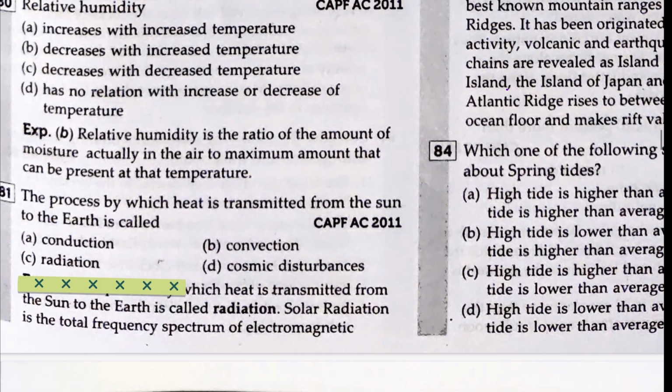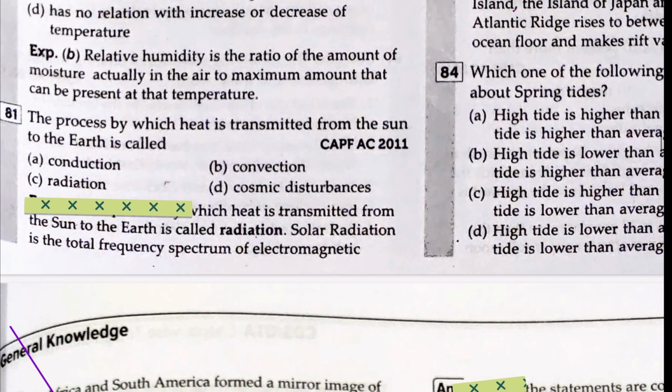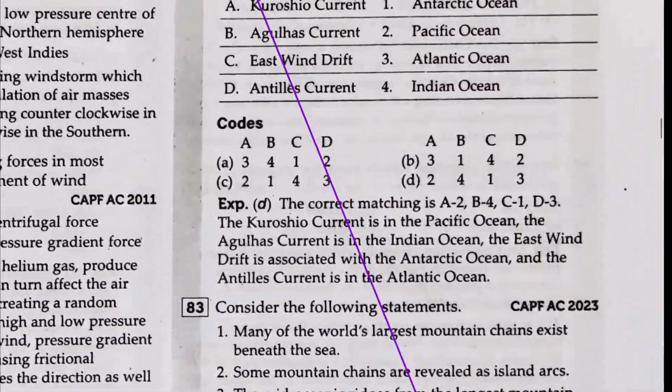Next, the process by which heat is transmitted from sun to earth, radiation. Conduction, layer by layer, heat is transported. Convection, the hot air parcel will go up and will cool down and then come down. So this is convection, and radiation is without any medium. That's it. Over.